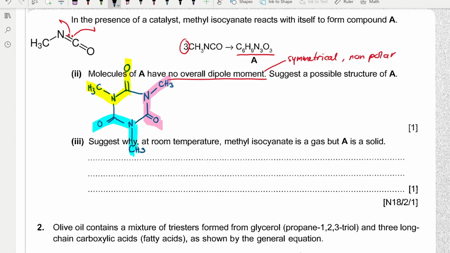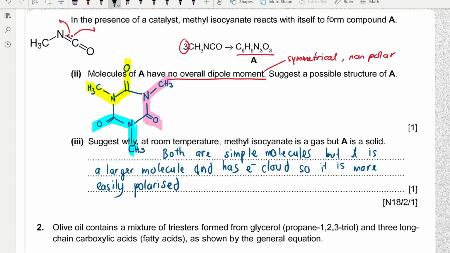Suggest why at room temperature methyl isocyanate is a gas but A is solid. Now, both compounds have simple molecular structure, but A is a larger molecule. A larger molecule has a larger electron cloud, and the larger the electron cloud, the more easily polarized the molecule, and it forms a stronger instantaneous induced dipole, and therefore it requires a higher energy to overcome.